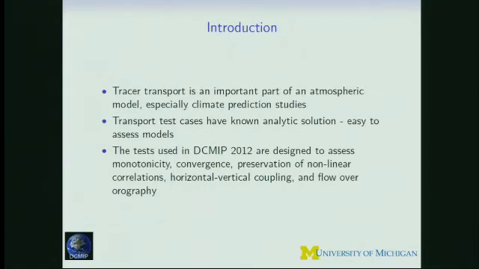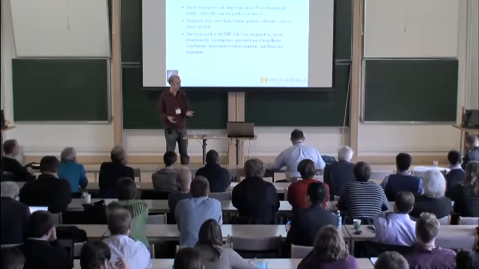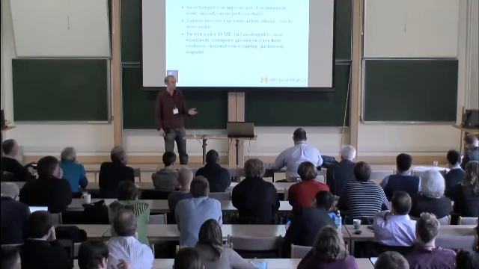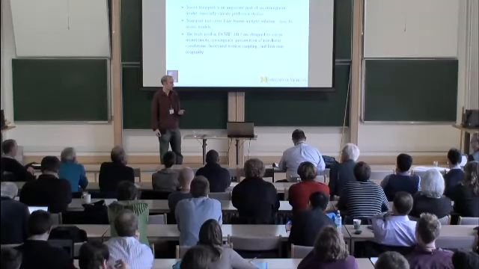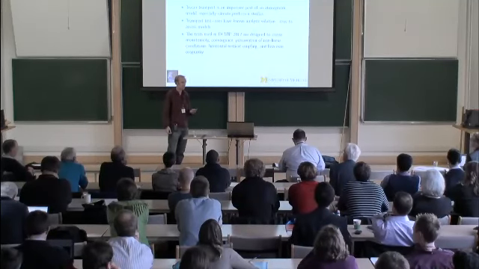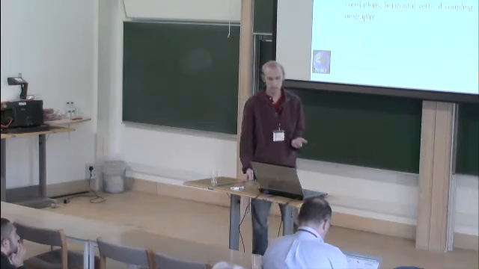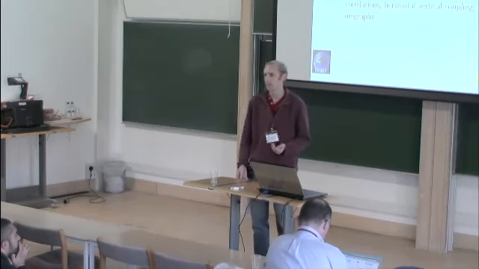As we heard in a couple of sessions earlier in the week, tracer transport is very important. If you're moving hundreds of gases around the atmosphere, it's very important, especially in climate prediction studies. The test cases we use have an analytical solution. This is because we either reverse the flow or advect once around the globe, so we can use the initial conditions as the analytical solution. And this gives us a chance to calculate error norms and assess where our models are doing well and when they're doing badly.